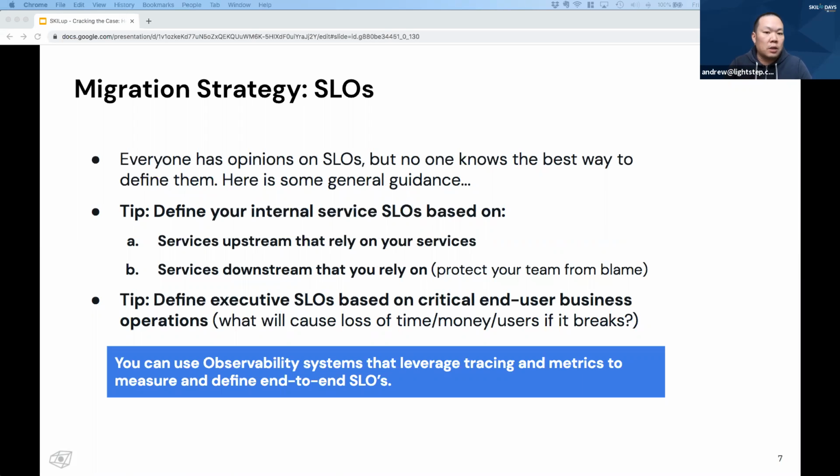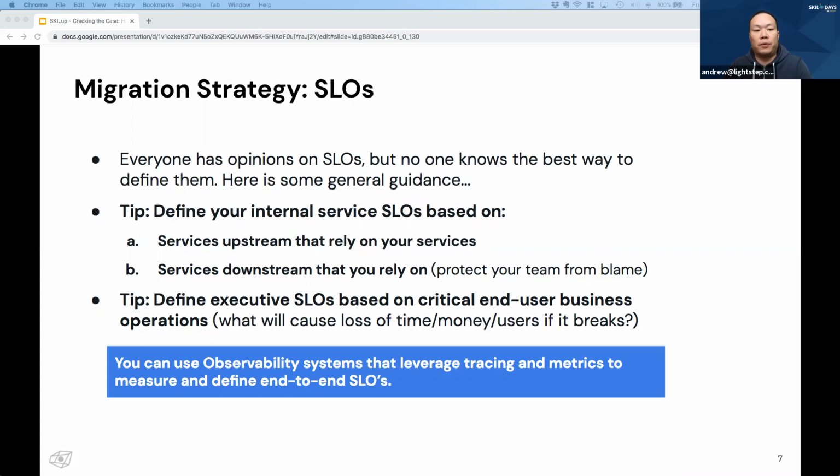So let's discuss a bit about SLOs, or service level objectives. Sometimes these are referred to as SLAs or SLIs, service level agreements or indicators, but they essentially measure the same things. Everyone has opinions on what should be measured and what is important, but we have some tips and suggestions based on our experiences. Upstream SLOs define a performance and reliability contract with the upstream service that relies on you.